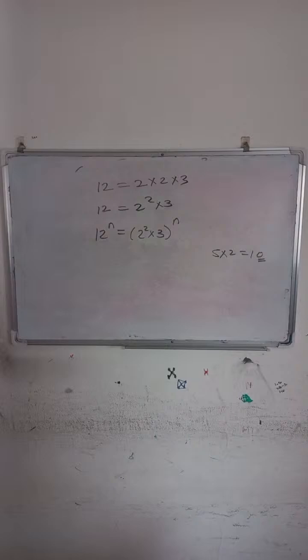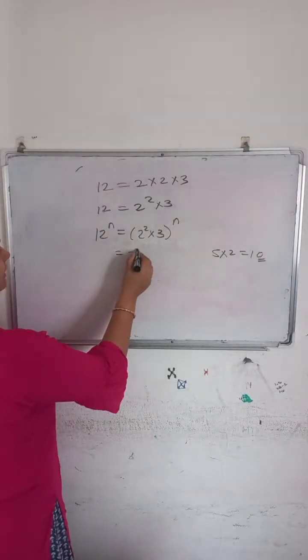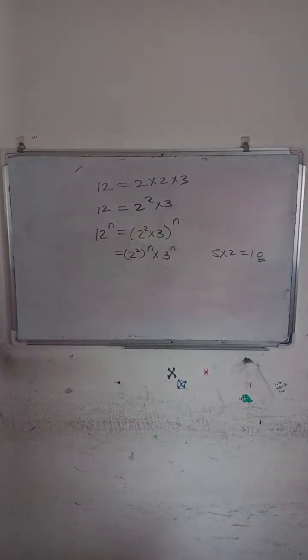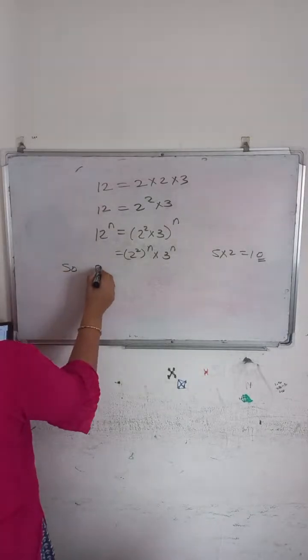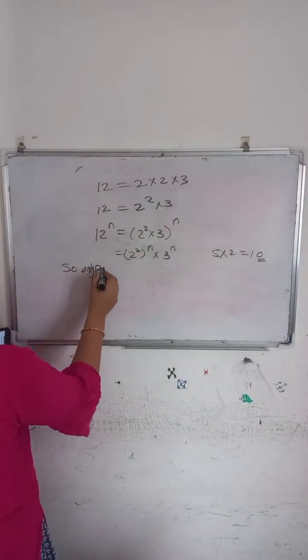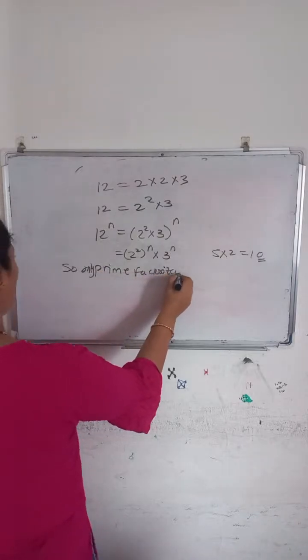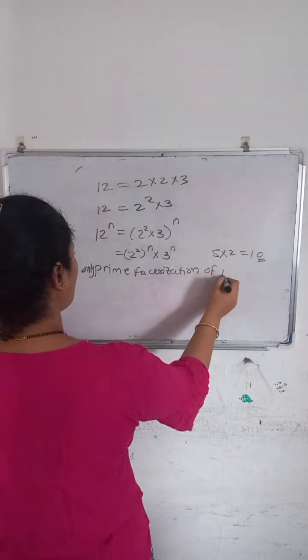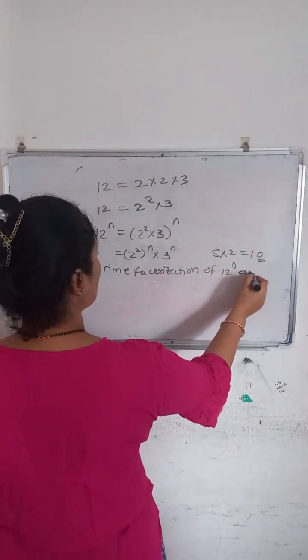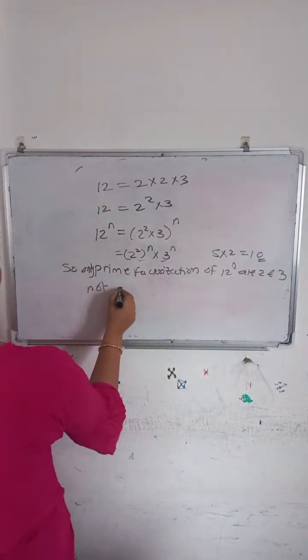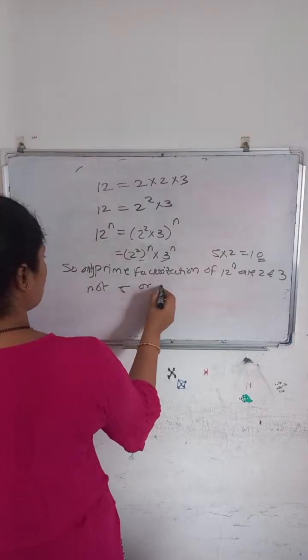So if you write it like this, then check. If we separate it, 2 raised to 2n and 3 raised to n, so it does not have the factors 5 and 2. So here only prime factorization is required. So the prime factors of 12 raised to n are how many? 2 and 3, not 5 or 0.